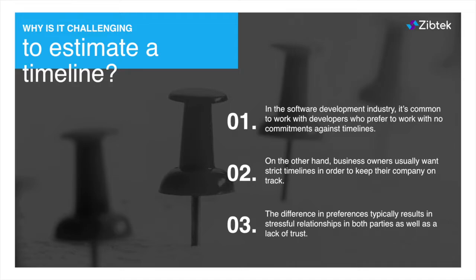On the other hand, business owners usually want strict timelines in order to keep their company on track. The difference in preferences typically results in stressful relationships in both parties, as well as a lack of trust. It's apparent that finding common ground will oftentimes be tricky. But from the perspective of the dev, here's what makes estimating timelines so strenuous.